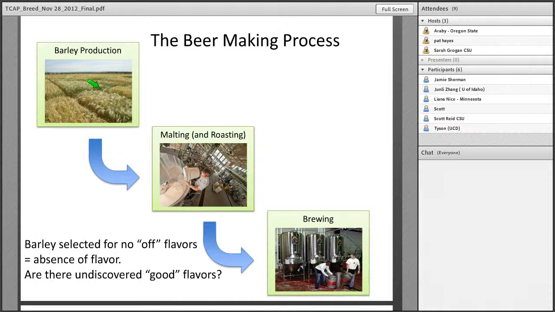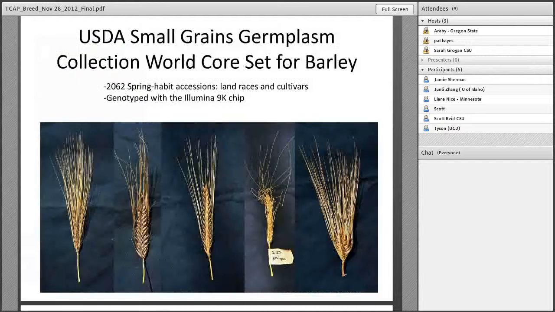First, you've got the grower up here that produces the barley. The barley is then sent to a malt house, where the grain is allowed to germinate and is later dried out. And then finally, it is sent to a brewery where the bulk of the beer making process takes place.